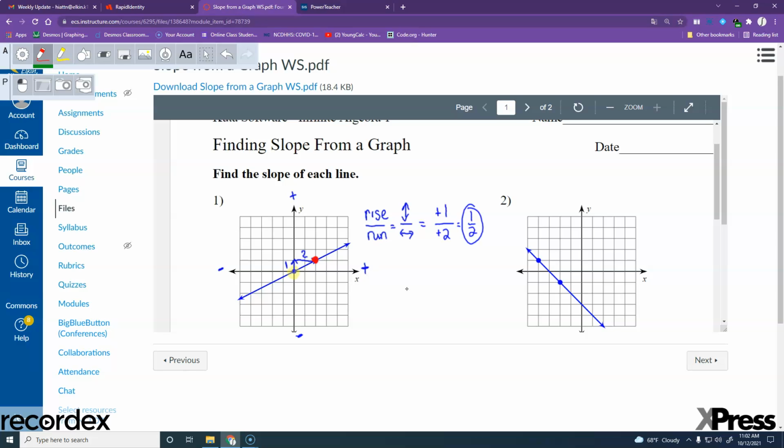Because if I was starting here, I'd have to go down one, right? So my rise would be negative one, all right, because I went down one. But then I would have to go to the left 2 right here, and to the left is also negative. So if I have negative over negative, what does that give me? It gives me a positive. So it doesn't matter which one you start with. It will end up having the same sign in the end. Okay, questions?